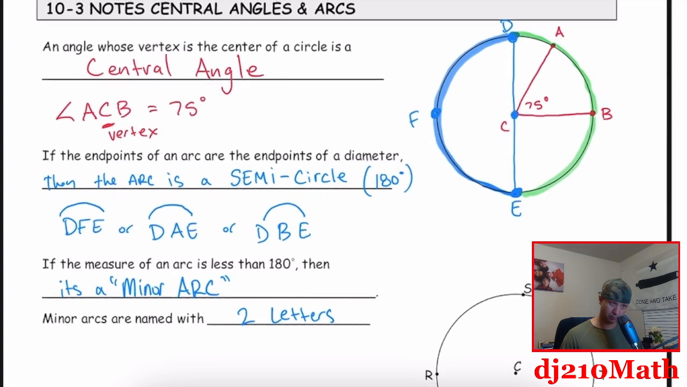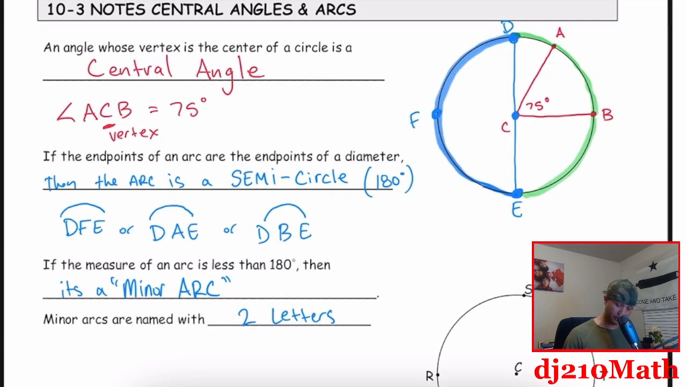See if you can see it on the screen. So yeah, you can. All right, so arc DA, arc AB, arc BE. These are just a few examples. And then you could write them backwards as well. AD, BA, EB. Just as long as it's less than 180 and you use two letters. So you can actually do like DF, FD, FE, EF. All right, so anything less than 180.